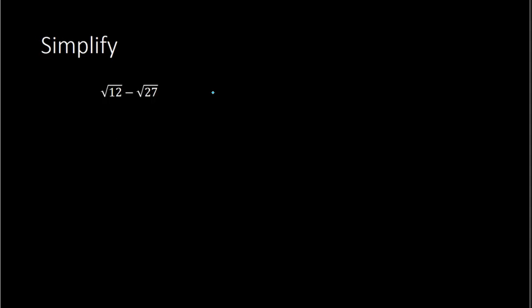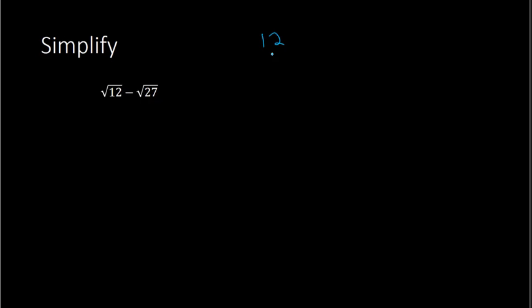Here is another example where at first glance we do not have like terms, right? The square root of 12 minus the square root of 27. However, both of these can be simplified. So if you can simplify, you want to simplify first, because once you do that, then you might find that you have like terms.